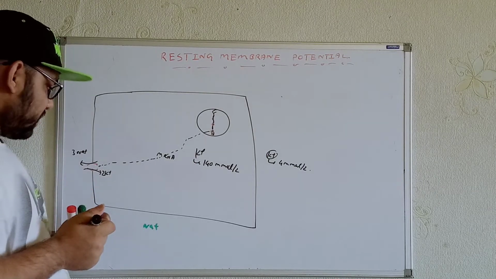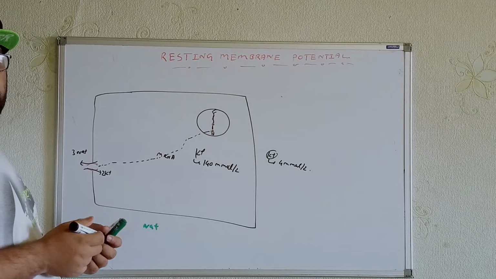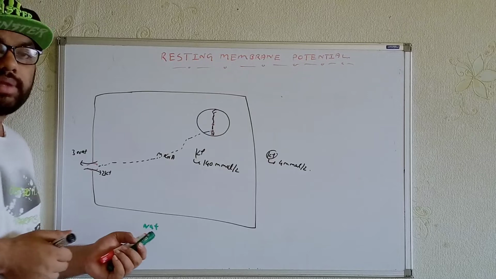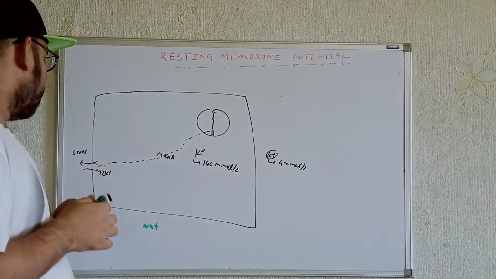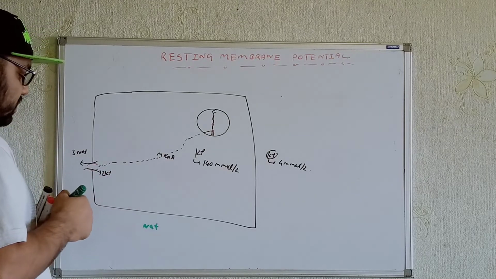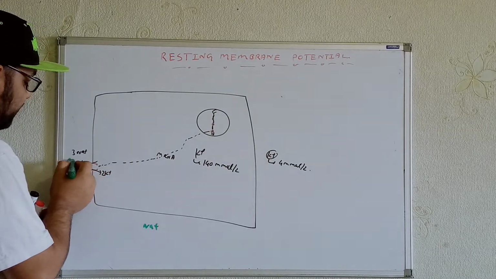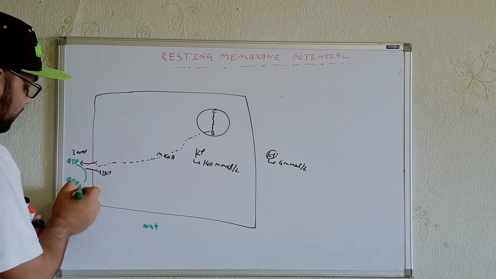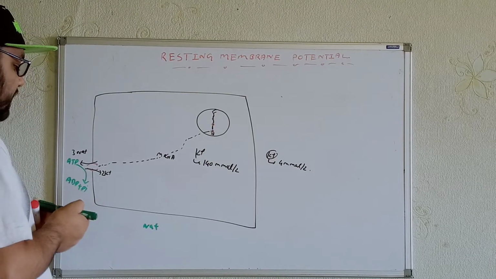And whenever we see any type of transport against the concentration gradient, that should be an active process. And whenever you are talking in terms of an active process, there should be energy utilization. Here, the energy will also be utilized. So here we will get ATP that will convert into ADP plus phosphate. That means this type of energy will be utilized.